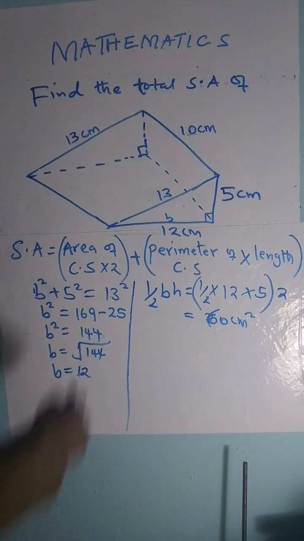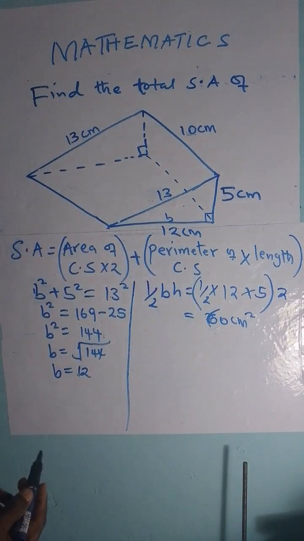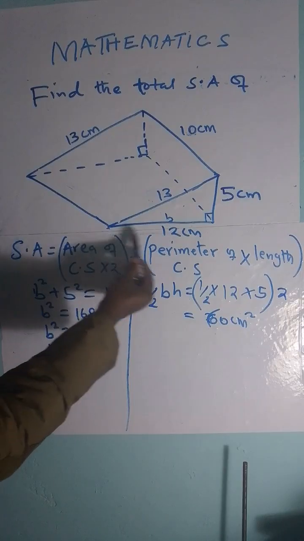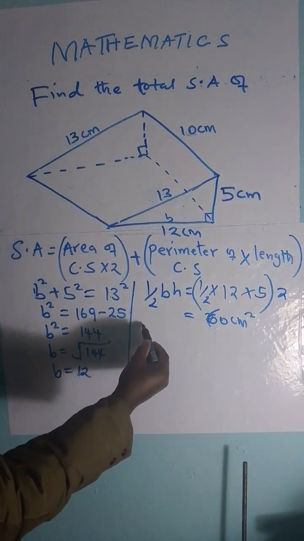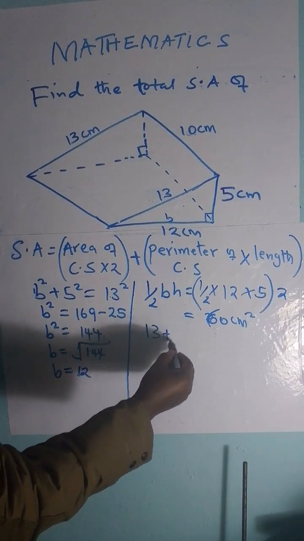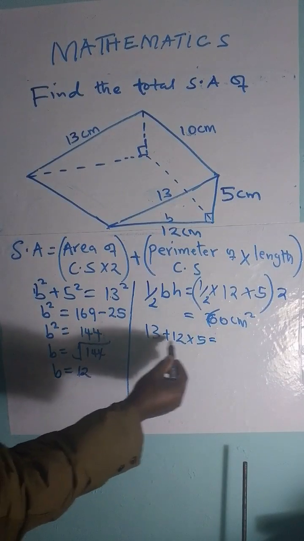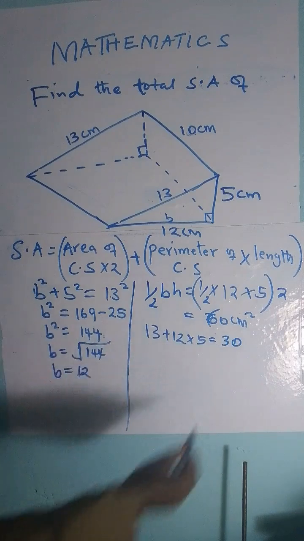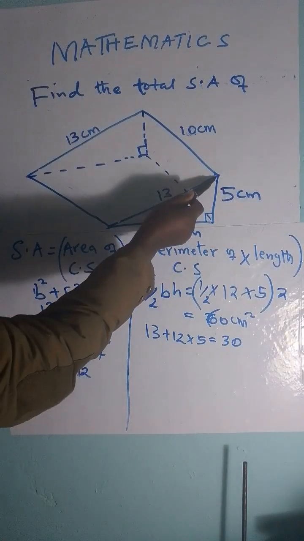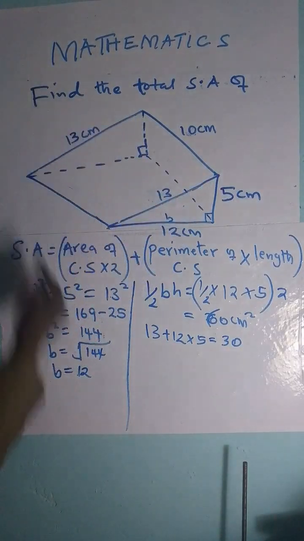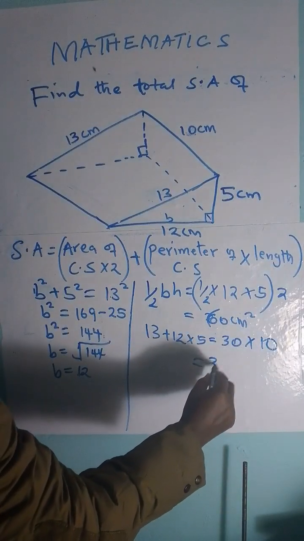Now the next one is you add the perimeter of cross-section. So find the perimeter of cross-section. The perimeter of cross-section is 12 plus 5 plus 13, and this one is 30. Then perimeter times length. Now in this one, the length is this one, times 10. So that is 300.